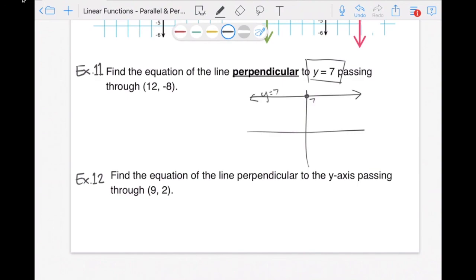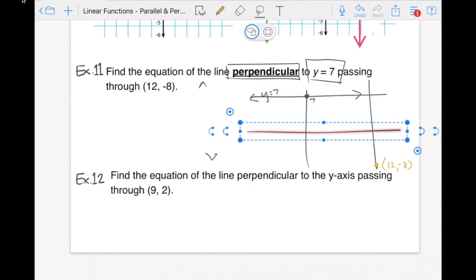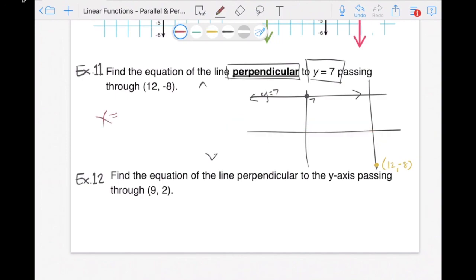Now, what we want is a line that's perpendicular to that. A line that's perpendicular to a horizontal line is going to have to be a vertical line. So we know that the line is going to be shaped like this. If it goes through the point (12, -8), let's just say (12, -8) is right here, I'm going to move that line over so that it goes through that point. Now let's use the same kind of procedure that we used on the examples above. Remember, the rule for writing the equation of a vertical line is it's always x is equal to the x-intercept. What would this x-intercept be? It's going to correspond with the x-coordinate of that point. So the equation is x equals 12.